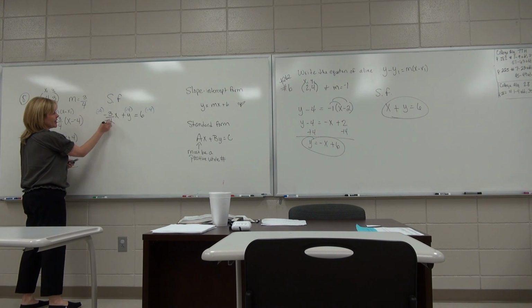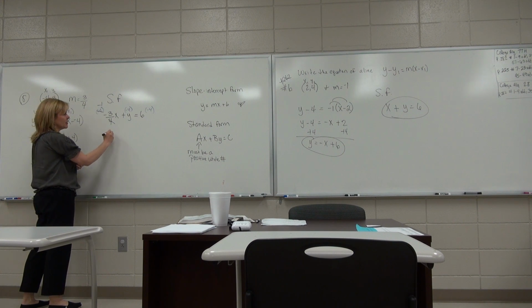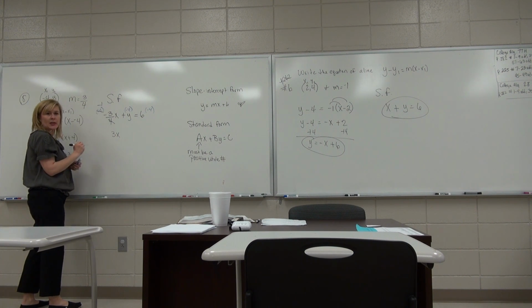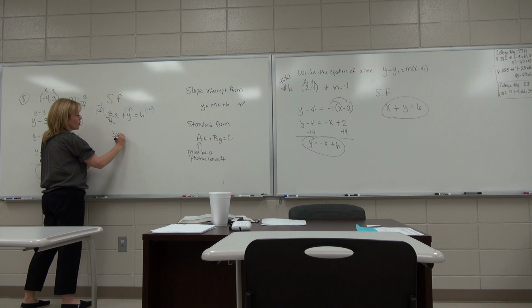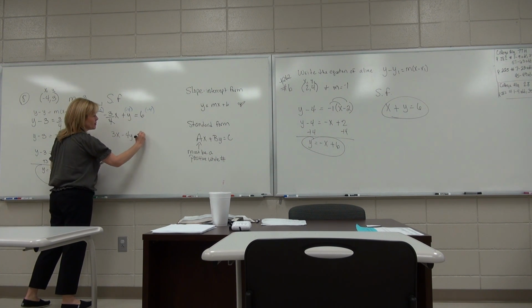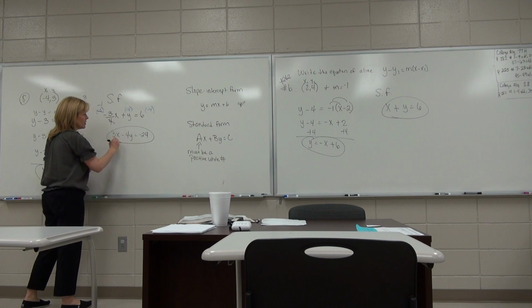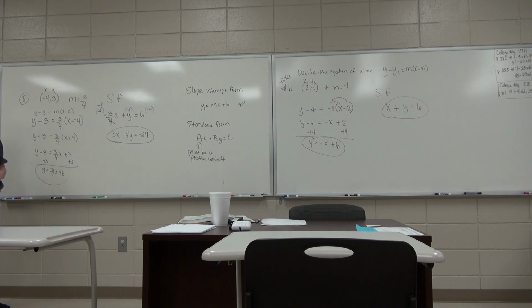4 goes into negative 4 and leaves you with a negative 1. And what's negative 1 times a negative 3x? Positive 3x, right? Negative 4 times y would be minus 4y. Negative 4 times 6 would be negative 24. So that's the answer in standard form. Do I need to go ahead and do it in 2 steps? Multiplying by the 4 and then multiplying by the negative?